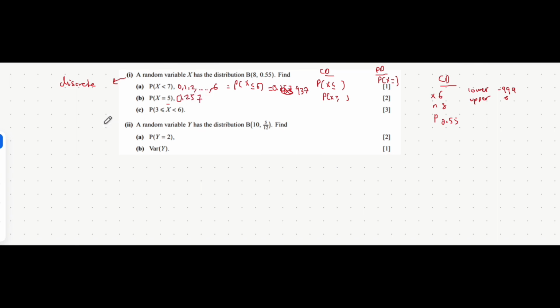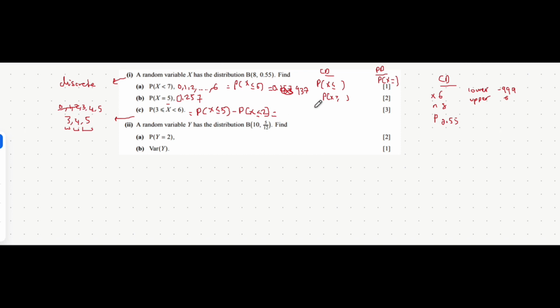Now, moving on to part C, let's think of all the x values included in this. 3 is included, 4 is, 5 is, but 6 isn't because x has to be less than 6. That means you can find the probability of x equaling 3 using the PD function, equaling 4, equaling 5, and add all three together. Or if you want to be really crafty, x less than or equal to 5 includes 0, 1, 2, 3, 4, and 5. But we don't want 0, 1, and 2. So if we subtract the probability that x is less than or equal to 2, that'll leave you with the probability of x equaling 3, 4, and 5.